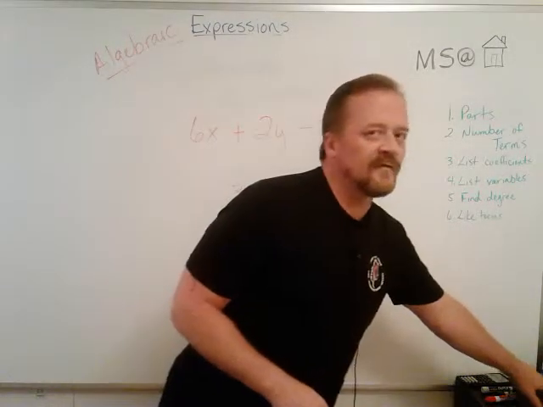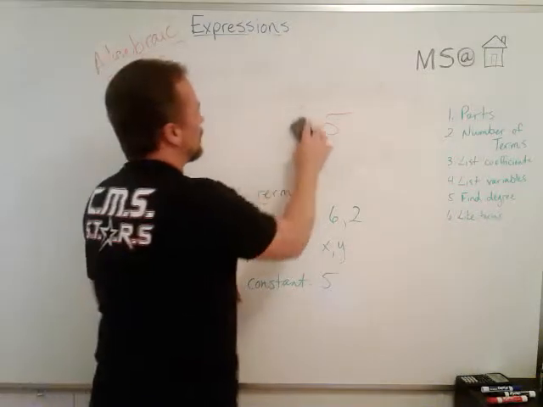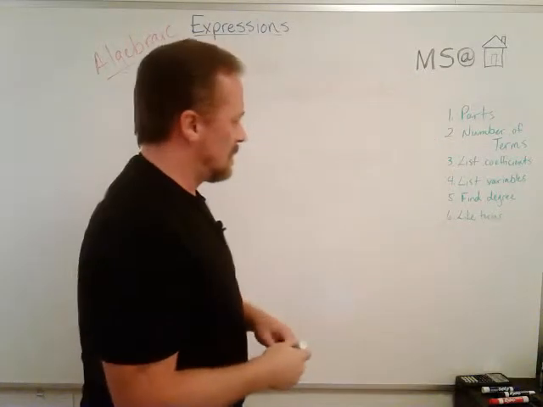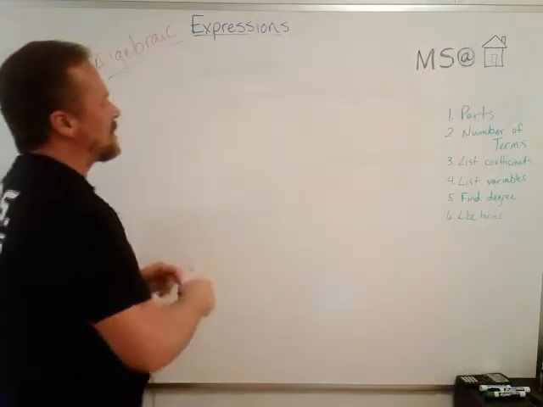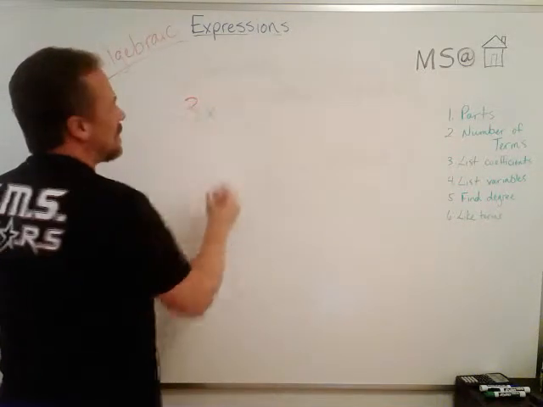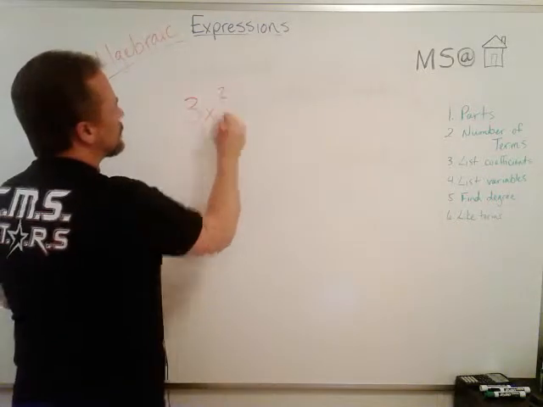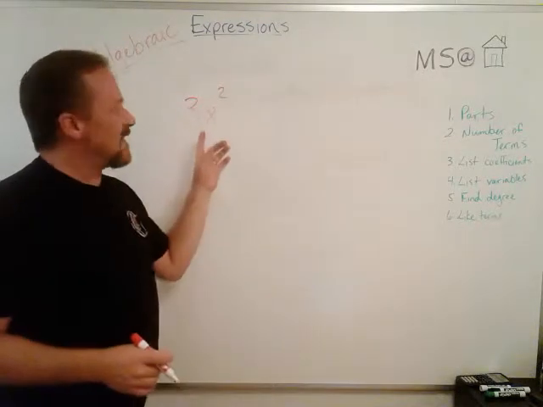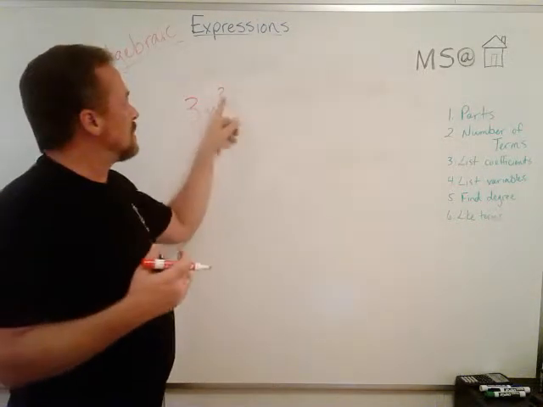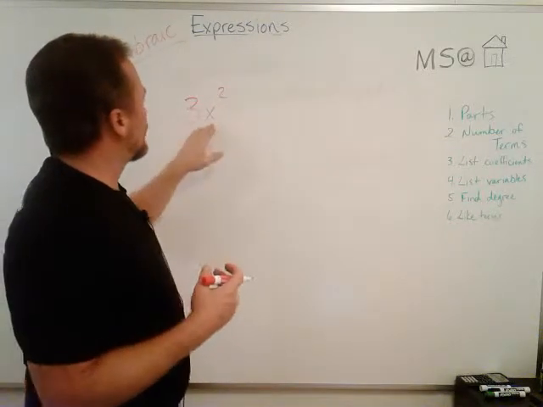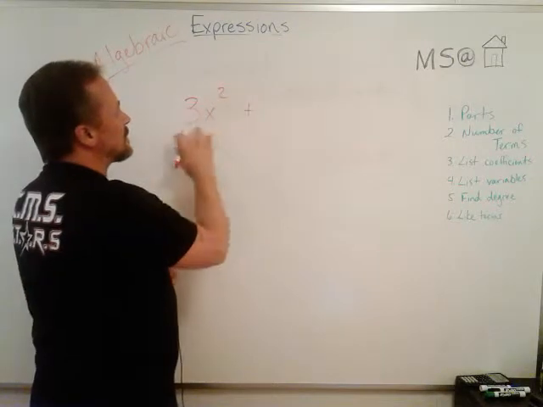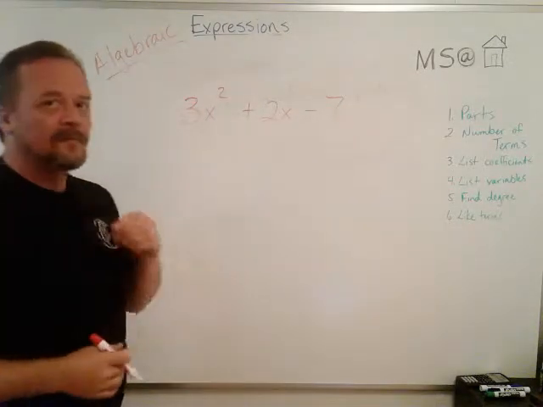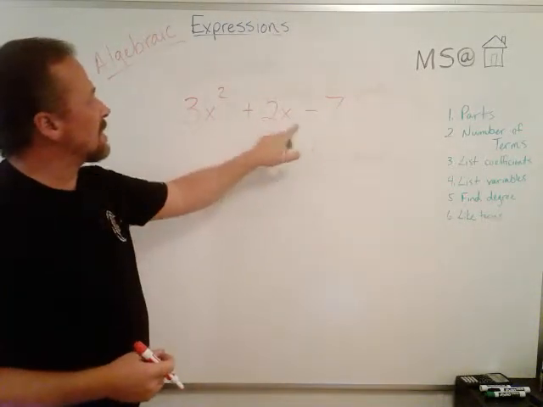Okay. I'm going to throw something new in there now. Let's make a new expression. This time, I'm going to give one of my variables a power. 3x squared, or 3 times x to the second power. That means whatever x is, I'm going to have to multiply it by itself. Okay, I'm going to have to raise it to the second power. So there's one term, here's another, and here's another. Okay? 3x squared plus 2x minus 7.